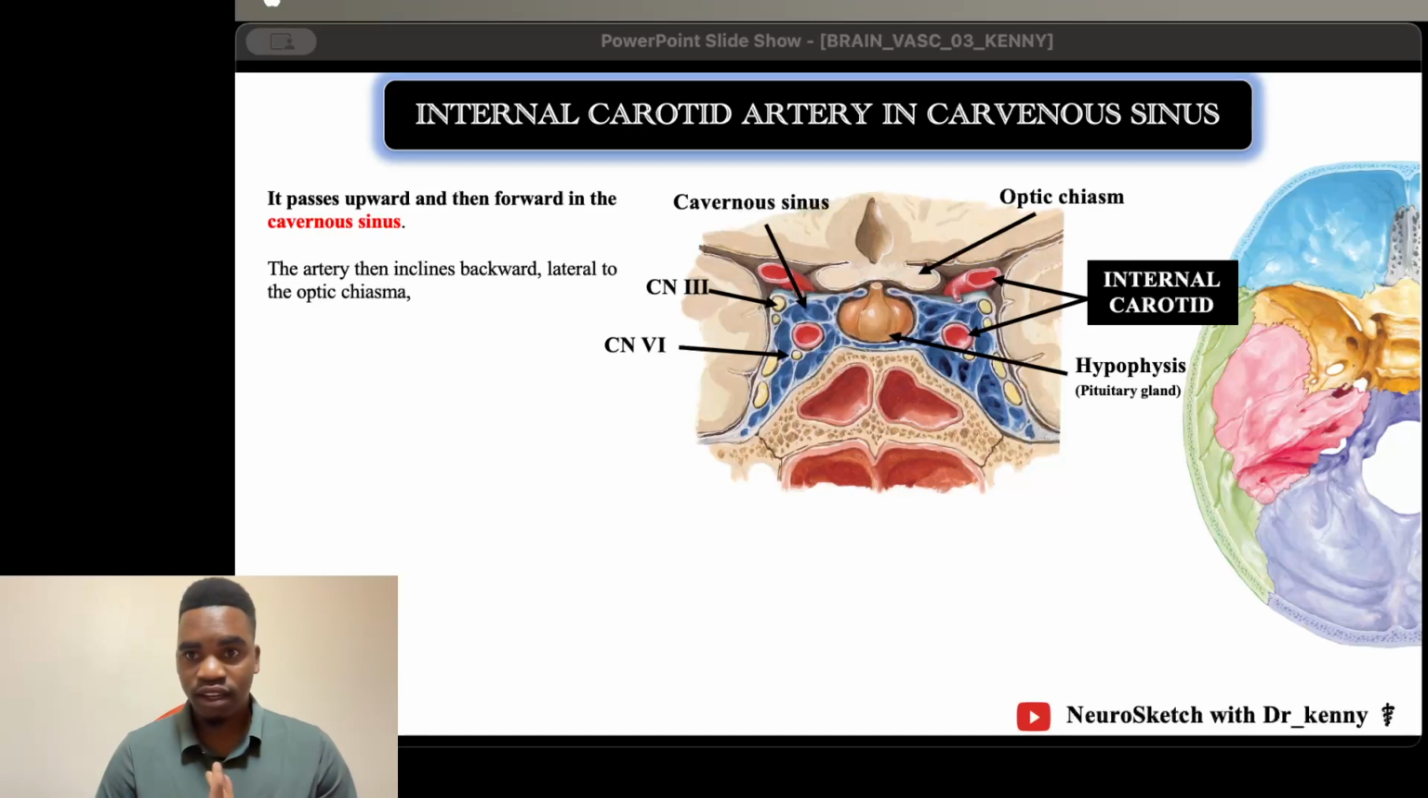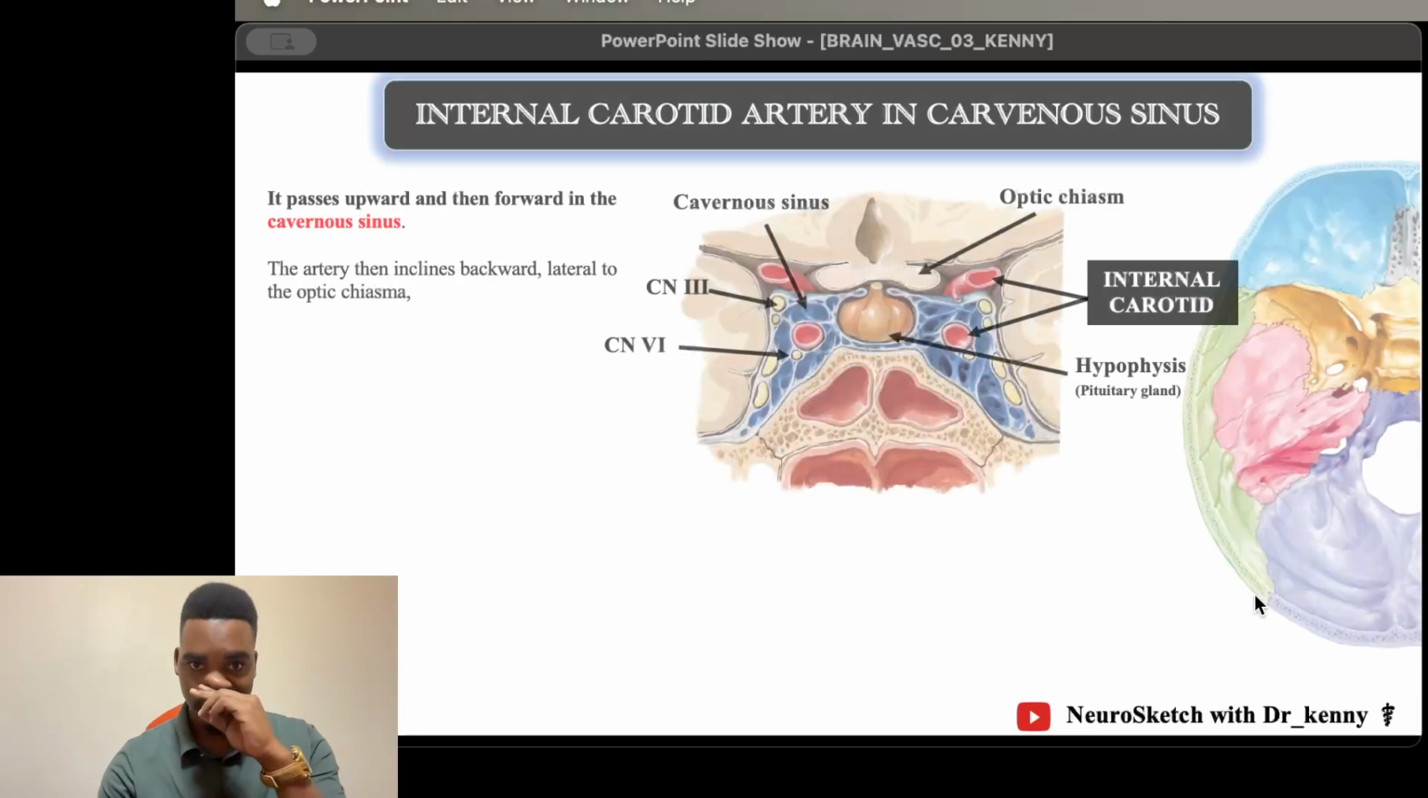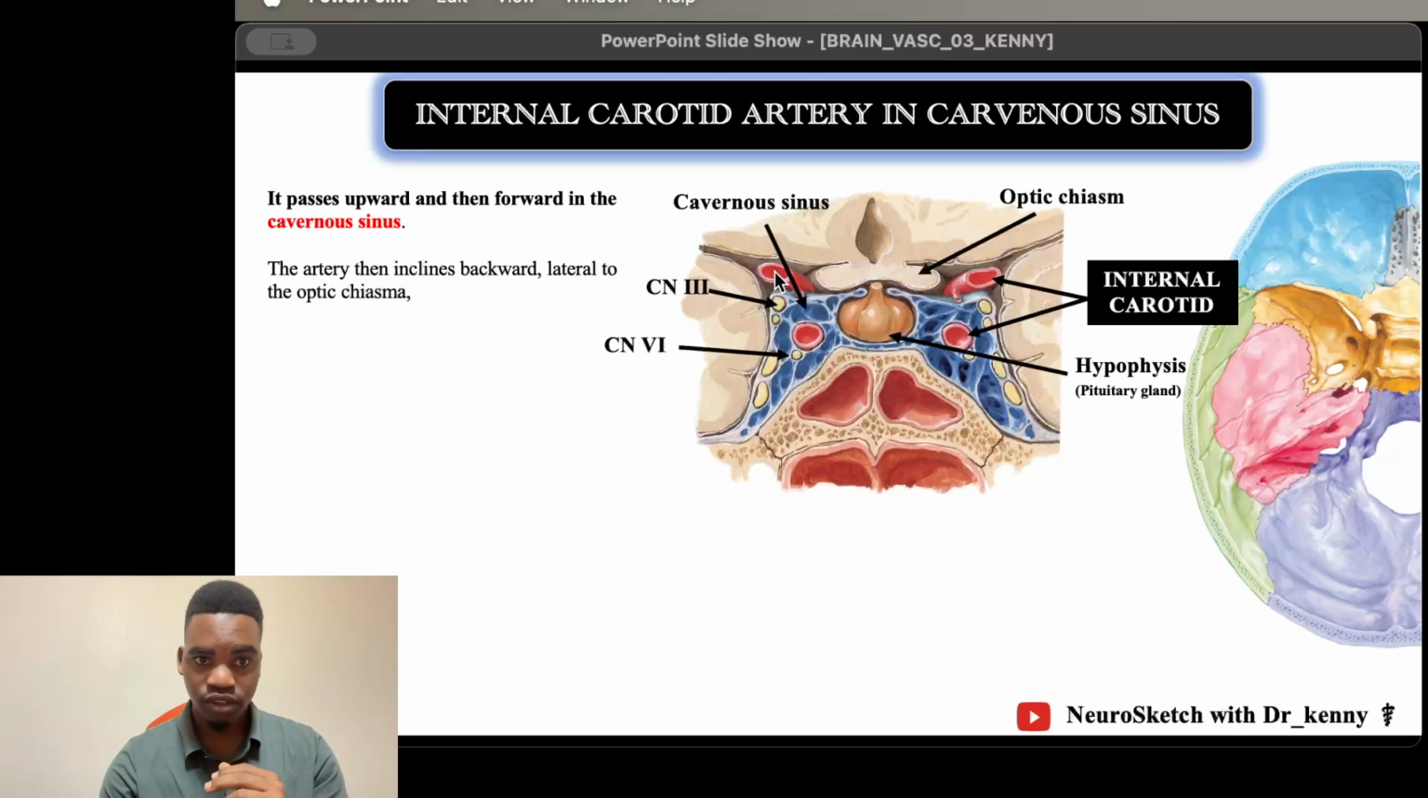Let's take a look at the cavernous sinus. As I've told you, we have the cavernous part of the internal carotid artery, and this is what the cavernous part is. I will take you back to this slide. After entering, it makes a curve: it goes anterior, and then it curves backward. If I cut somewhere here, in a coronal section, I will cut the internal carotid artery at two points, and this is what we are seeing here. One of these is in the cavernous sinus.